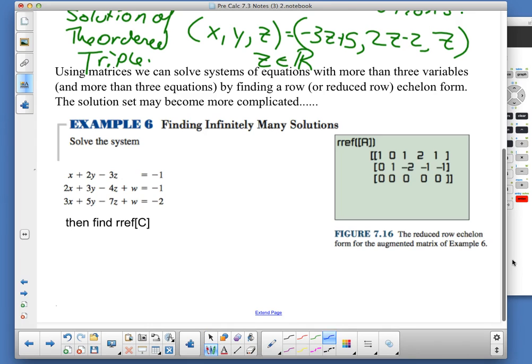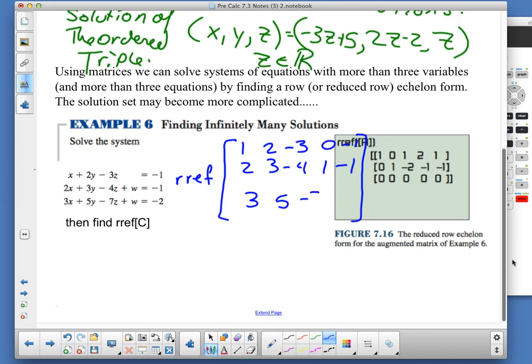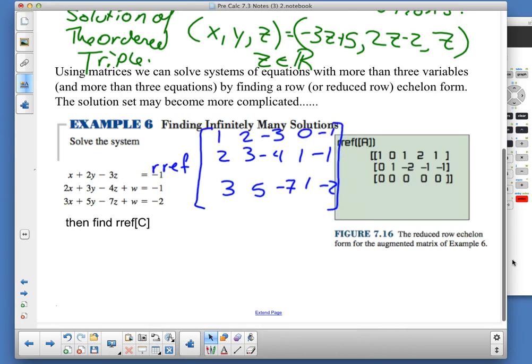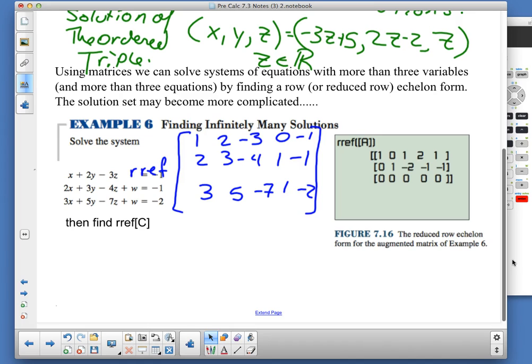So again, the original matrix that I put in before my reduced row echelon form is going to be 1, 2, negative 3, 0, negative 1, and 2, 3, negative 4, 1, negative 1, and 3, 5, negative 7, 1, negative 2. That's the original matrix I work with when I pop this in. That's what I'm going to put in my calculator, and I'm going to put it in RREF. And I should get kicked out this reduced row echelon form matrix.